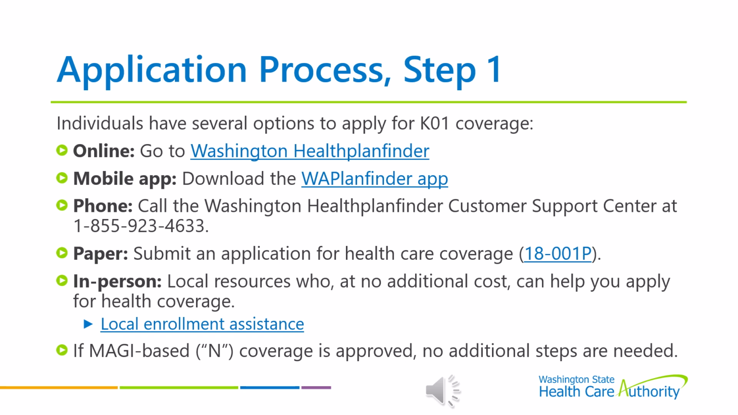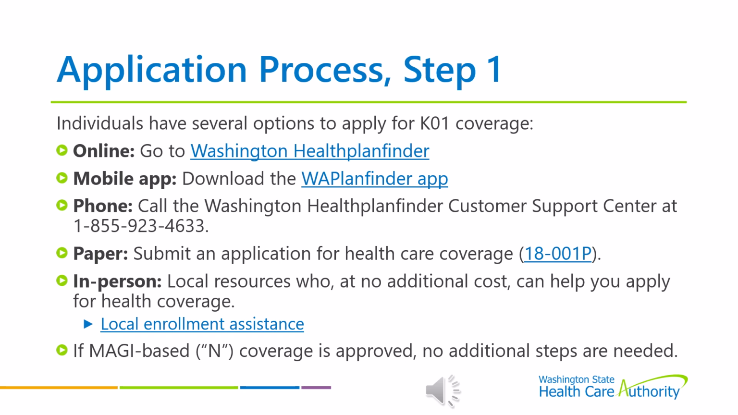Application process, step 1. The Healthcare Authority prefers families to apply online at www.wahealthplanfinder.org. If assistance with applying is needed, families or the individual can call 1-855-923-4633. A real-time eligibility decision can be received by applying online. Individuals can also download a mobile app for their phone.